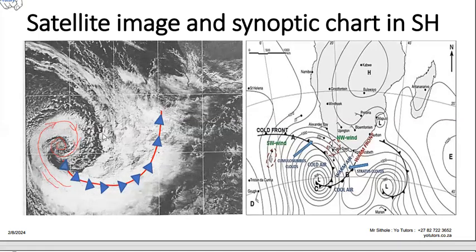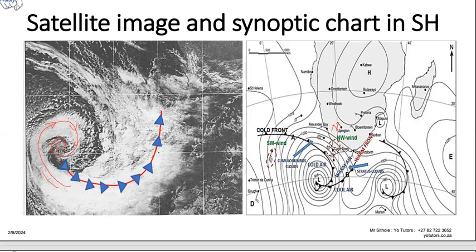So by looking at this, it can tell us in which hemisphere the cyclone is occurring. Is it southern or northern? By just looking at how it's circulating. And we can also see it by looking at the warm sector. If the warm sector is to the north of the low pressure, it means that it's in the southern hemisphere.